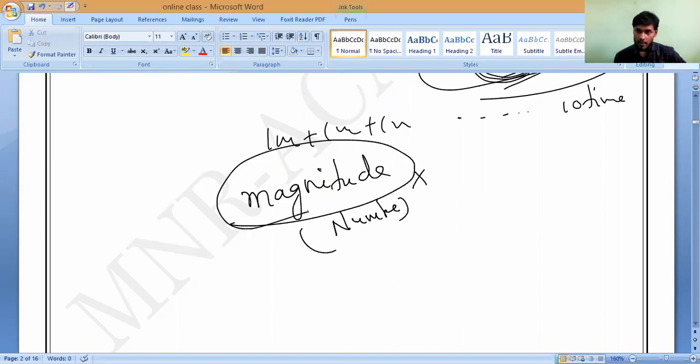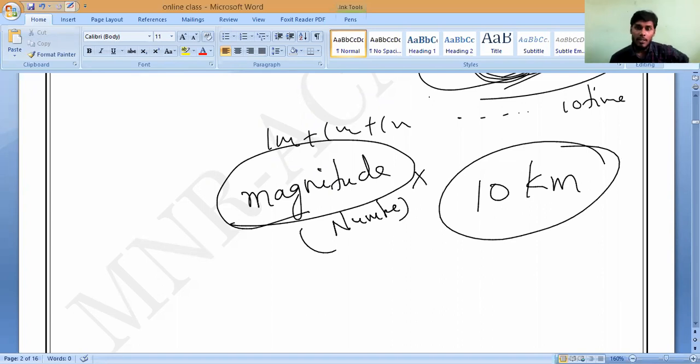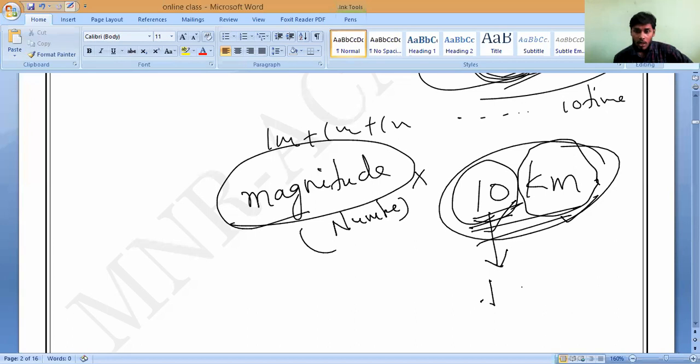Suppose I say 10 kilometers. What we are considering? Tell me, what is the unit and what is the magnitude? Kilometer is the unit and 10 is the number. How many times are we considering the kilometer? 10 times. That is why this 10 is called the magnitude, called the number.